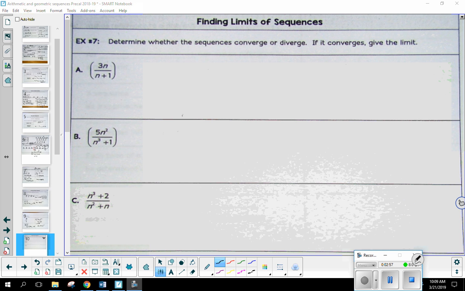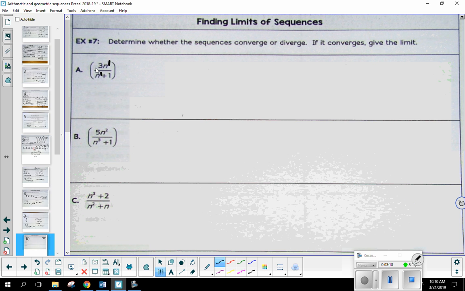And what happens if the denominator's degree is larger? That's zero. It's just the x-axis. Okay, y equals 0 is a horizontal asymptote. So let's take a look at these problems here. A says 3n over n plus 1. What do we notice about the degrees of the numerator and denominator? Are they the same or different?